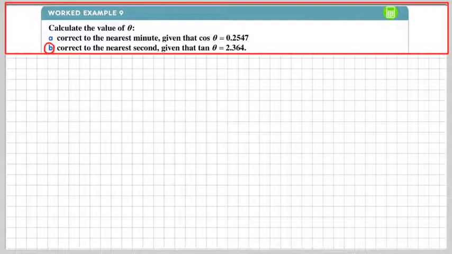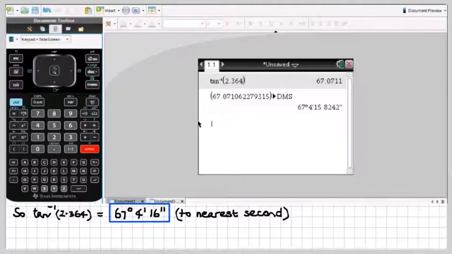To the nearest second, we know what to do. CAS steps are shown. Here we go. You go inverse tan, using the trig menu. Inverse tan of that, and you get this after converting it to DMS. So inverse tan of this gets you this. Go to the book, go to tab 1, scroll down to DMS, hit enter, and you'll get this. Now to the nearest second, 67 degrees, 4 minutes, 15.8 seconds.